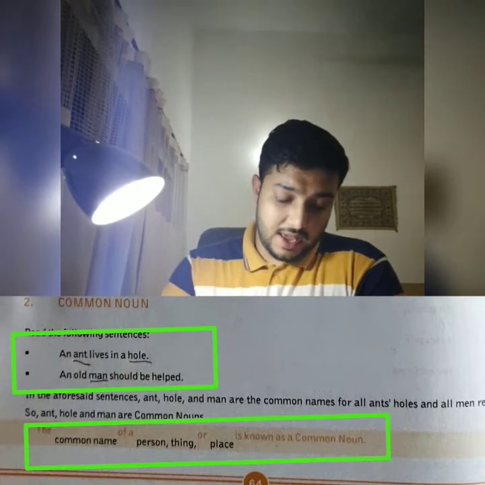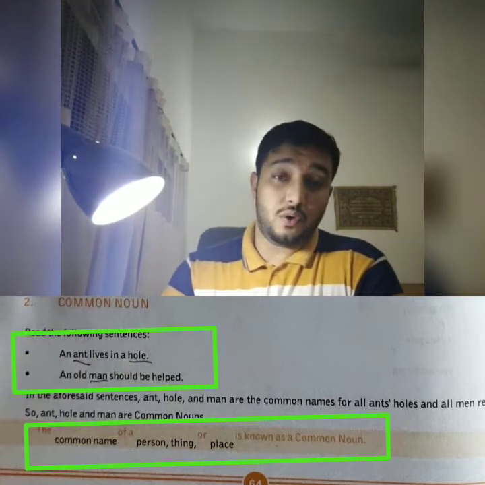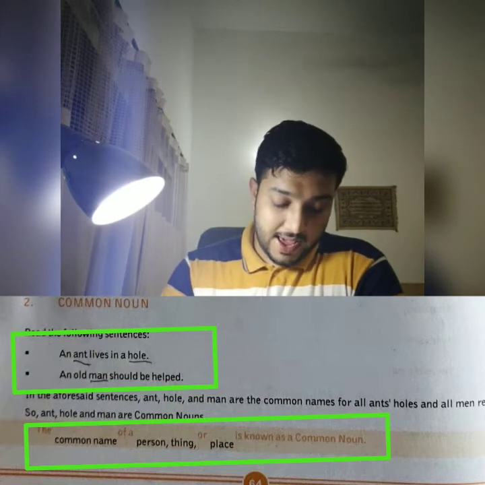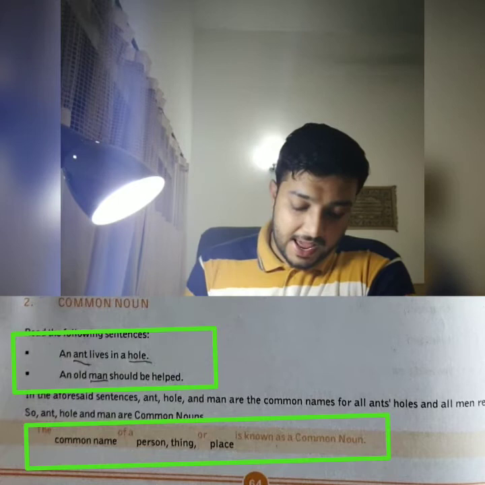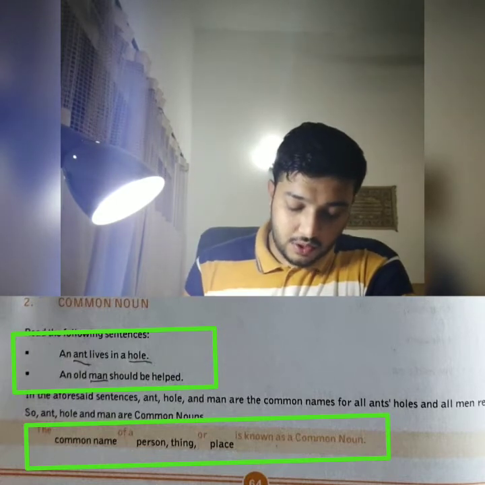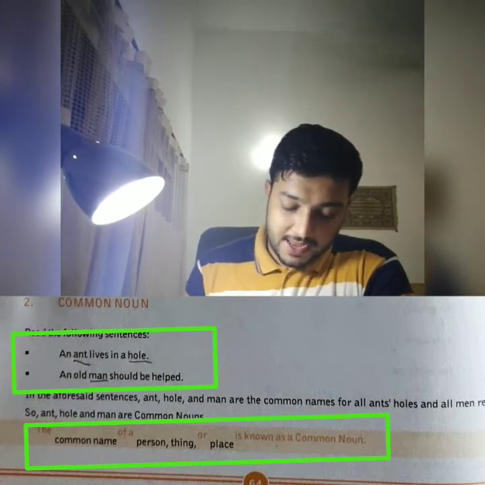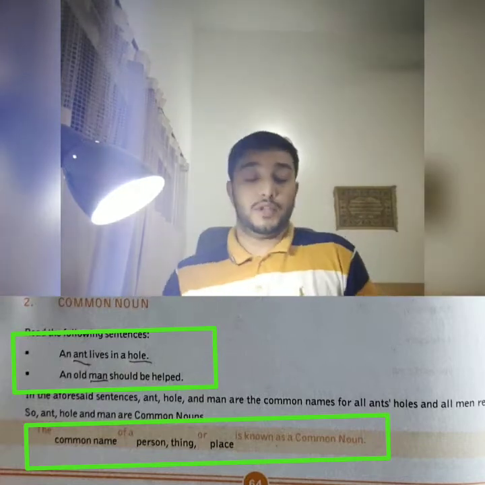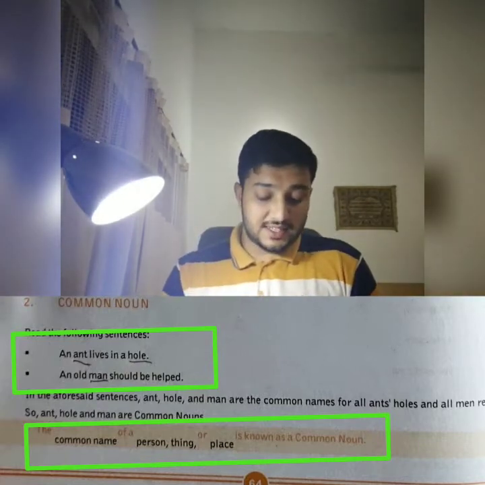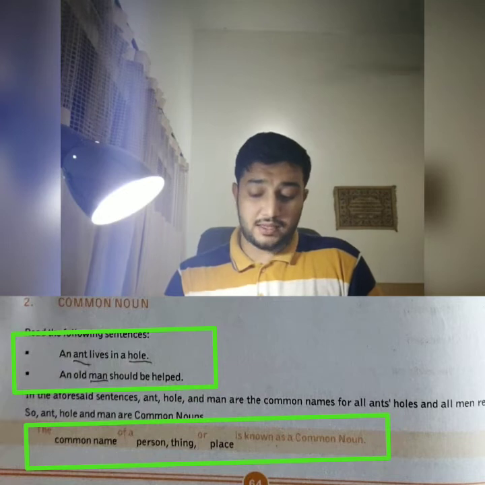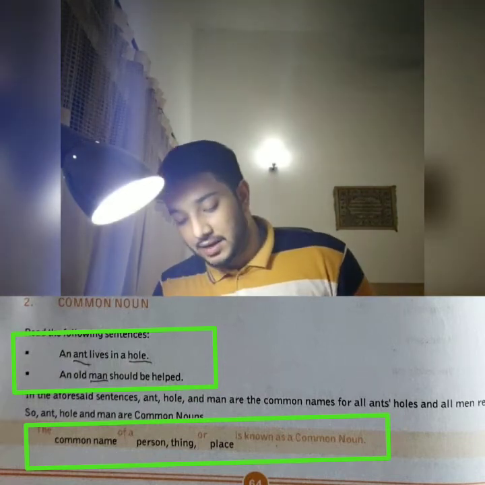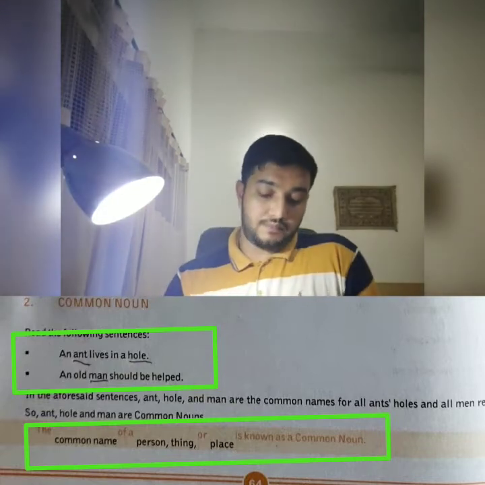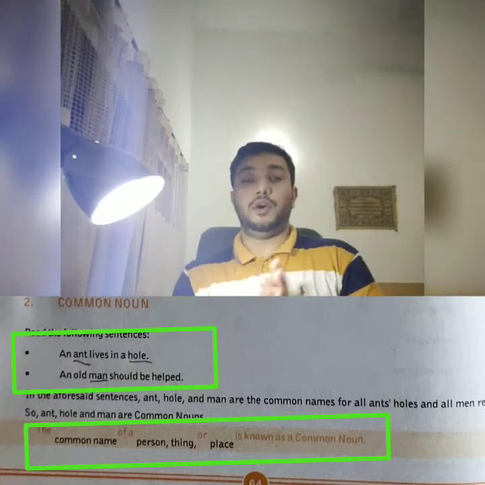So coming to the common noun, if we read it, they have given the following sentences. For example, an ant lives in a hole. An old man should be helped. Here ant, hole and man are the common nouns. In the aforesaid sentences, ant, hole and man are the common names for all ants, holes, all men respectively. So ant, hole and man are common nouns.